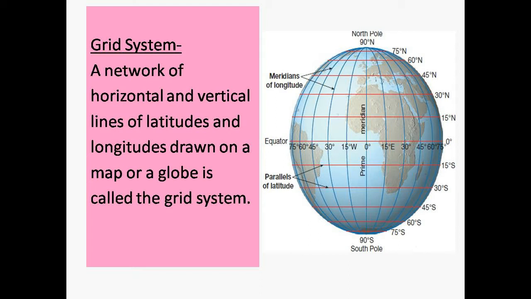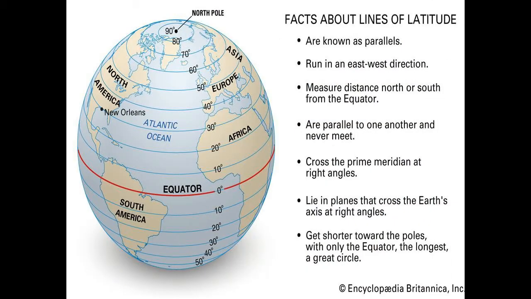On the other side, we have longitudes also. Longitudes are the vertical north-south lines that run from pole to pole. All longitudes are semicircles of the same length. The prime meridian and the international date line are the two most important lines of longitude. Let us talk about the latitudes and longitudes in detail.